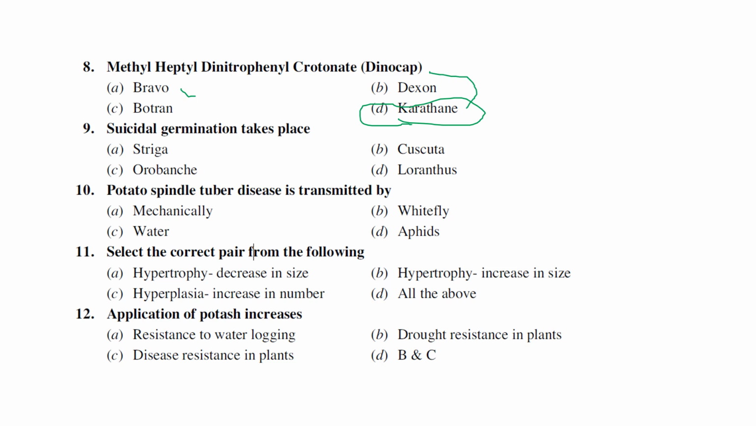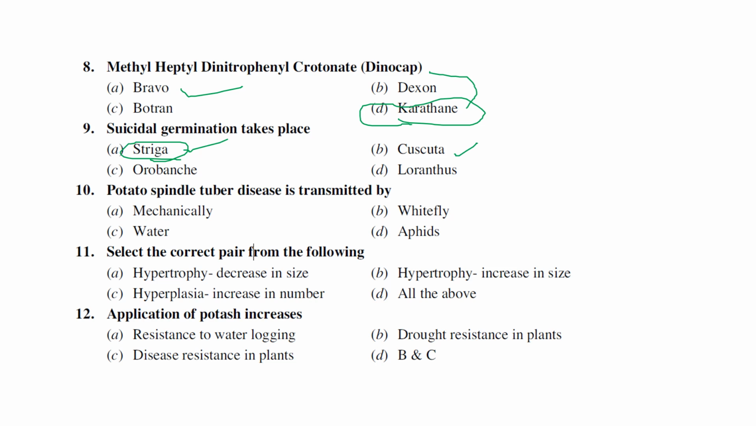So Bravo, I think chlorothalonil, Bravo or Kavach, Botran and Dexon, some chemical names like trade names have been given here. And suicidal germination takes place in generally Striga. If you see this Striga, Cuscuta, Orobanche, Loranthus, these are all the phanerogamous plant parasites. So generally suicidal germination is found in Striga. The next one, I think you guys know about Cuscuta, Loranthus, Orobanche and Striga.